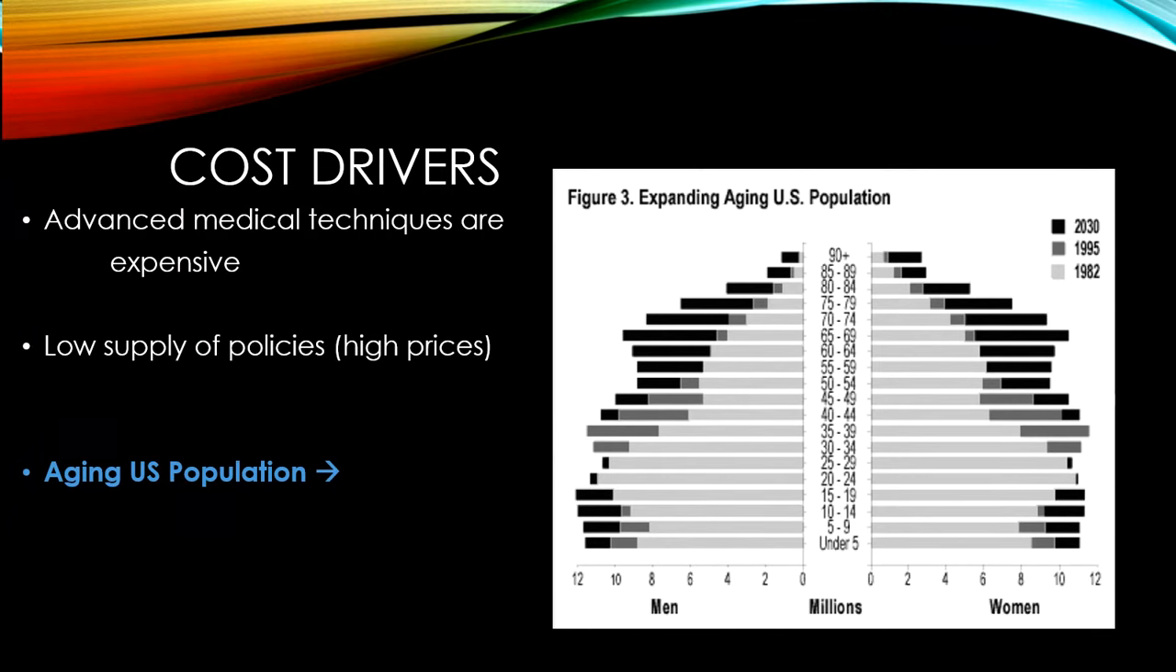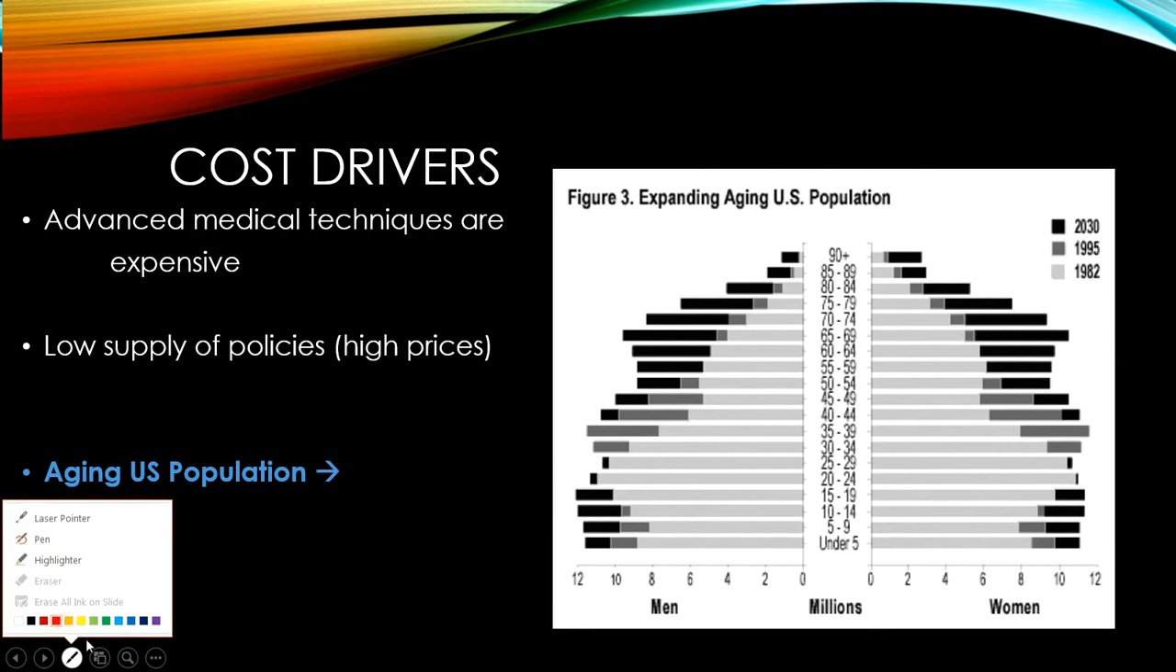And then lastly, one of the largest contributors is the aging U.S. population. So the way to read this graph, these are the total number of men and total number of women in the United States in each age category. And the light gray represents what it looked like in 1982. So we can see that the majority of our population was in the 20 to 30 range. And there weren't so many old people for both males and females. However, what does population growth look like in this type of graph?